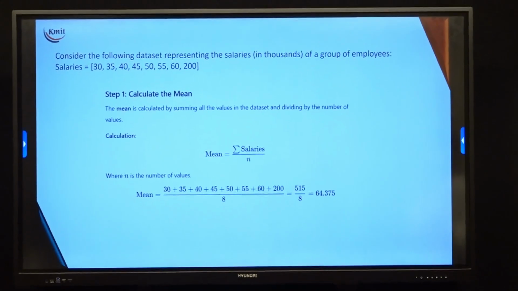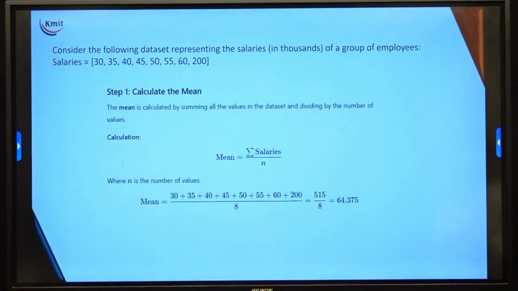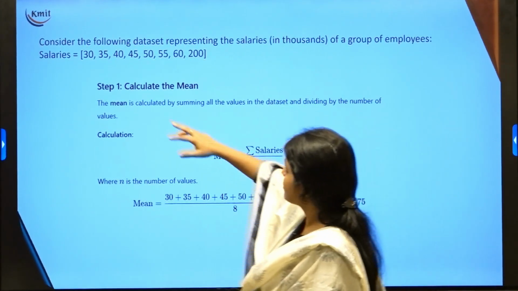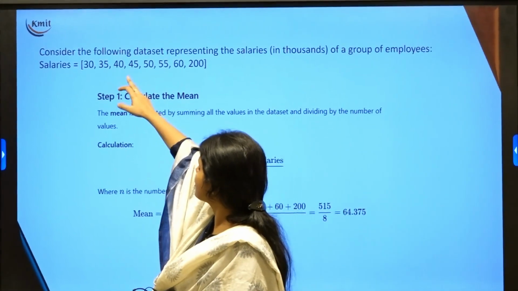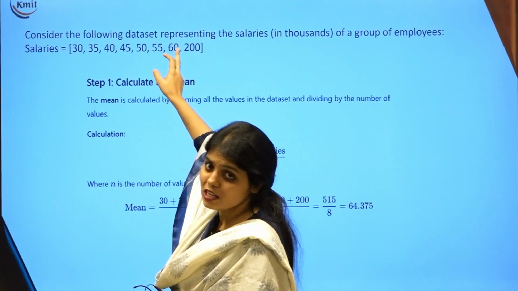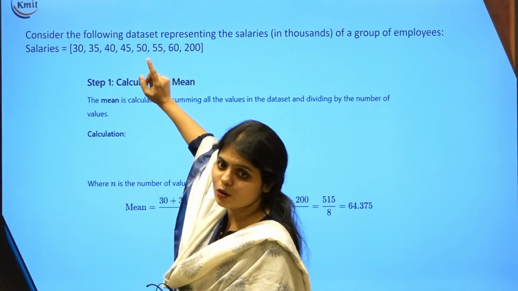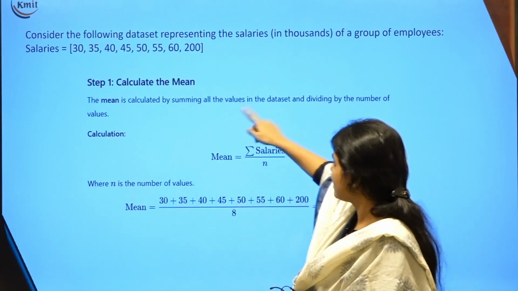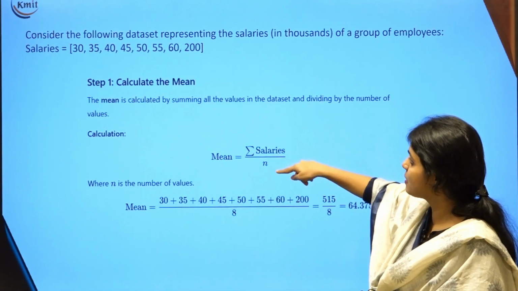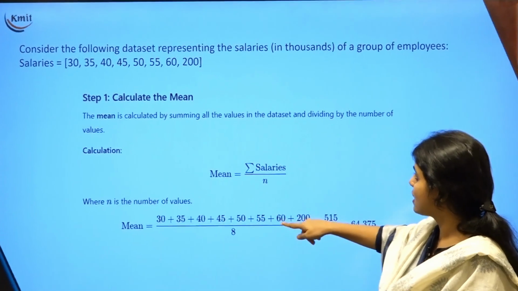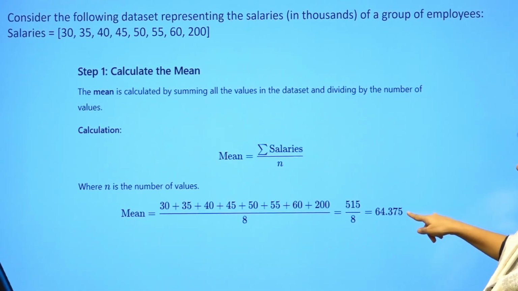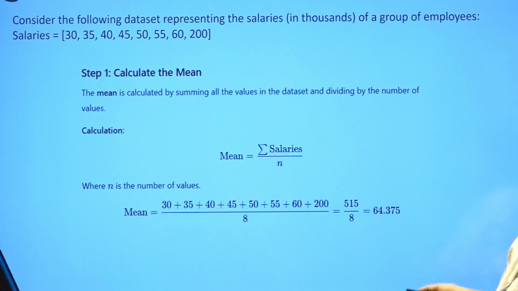Now let's consider an example. Consider the following data set representing the salaries, in thousands, of a group of employees: 30, 35, 40, 45, 50, 55, 60 and 200. What is the outlier here? 200 is the outlier. When you calculate the mean, what is the formula? The summation of all these salaries divided by n. I have 8 samples, so the average salary is 64.375. This is the mean.